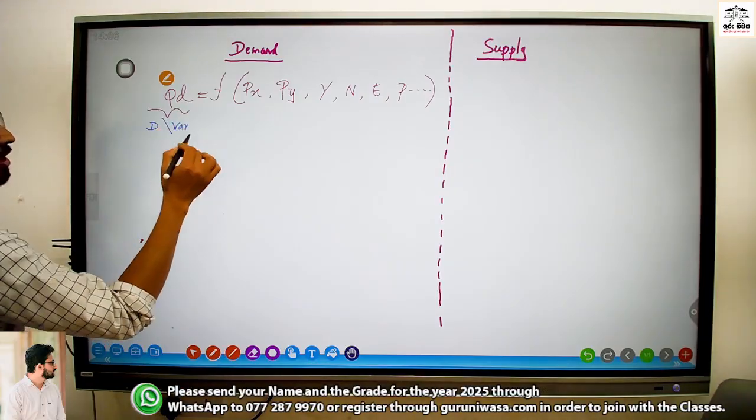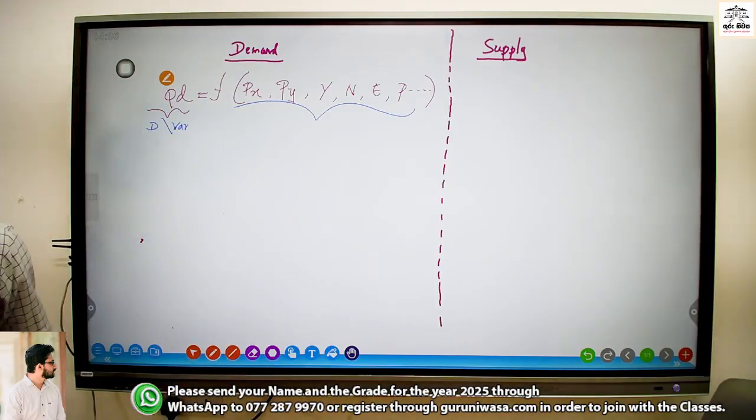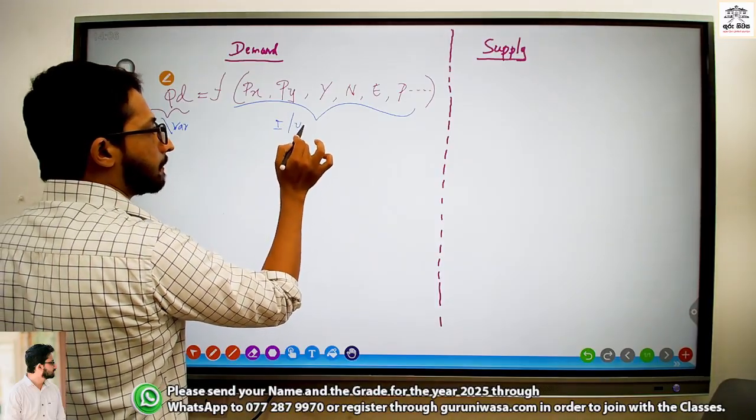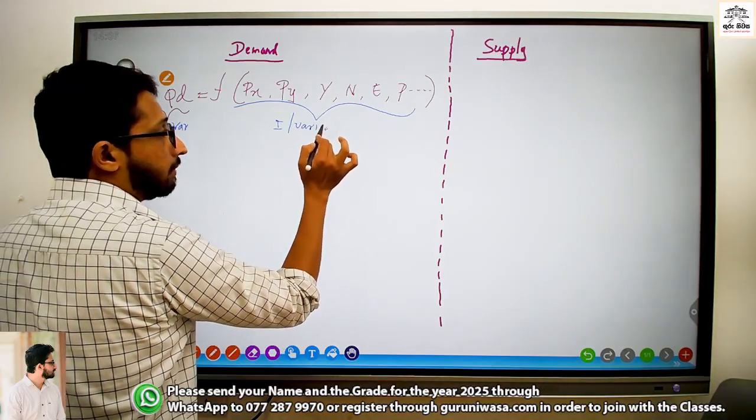Dependent variable. What about these? These are independent variable. Independent variable.